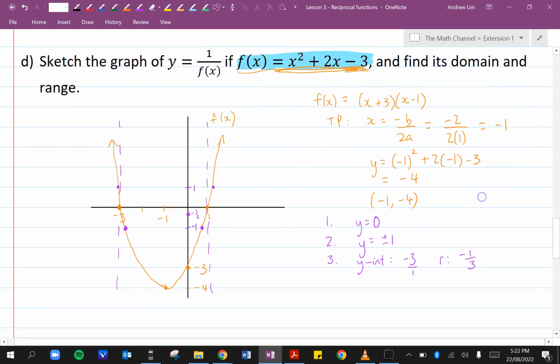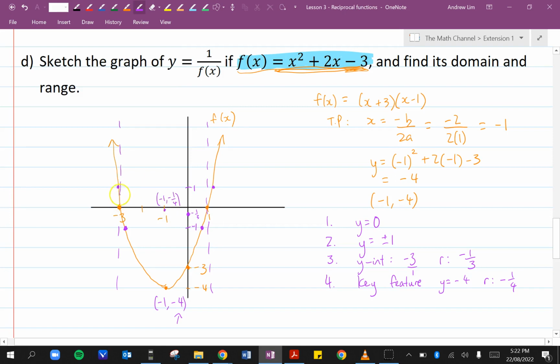And then any key features. Here we can see the key feature of that turning point. And the turning point is minus 1, minus 4. Remember, we're only looking at the y value. If the y coordinate is minus 4, the reciprocal has to be minus 1/4, which is even closer to 0 than minus 1/3. I might just label this minus 1, minus 1/4. Alright, so that should be enough.